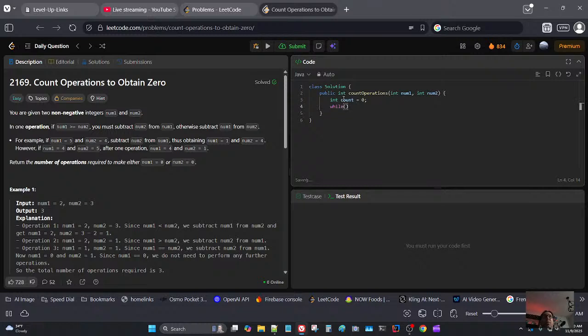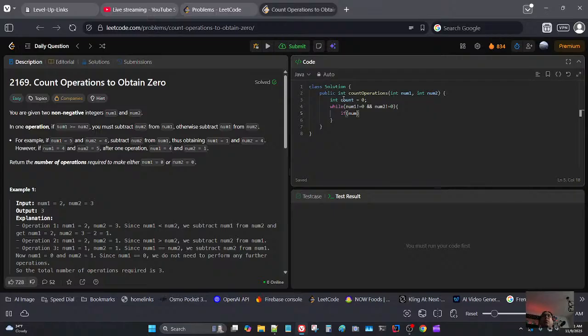And the condition would be while num1 doesn't equal 0 and num2 doesn't equal 0. You want to do this loop while neither of them equals 0. And it's so easy. And then you put an if condition, and you can just read it in the question over here.